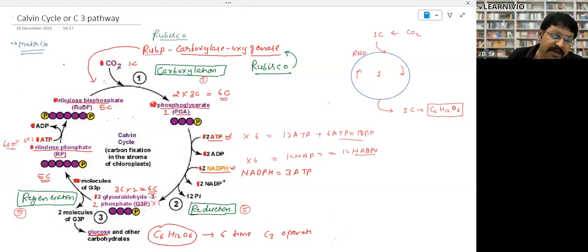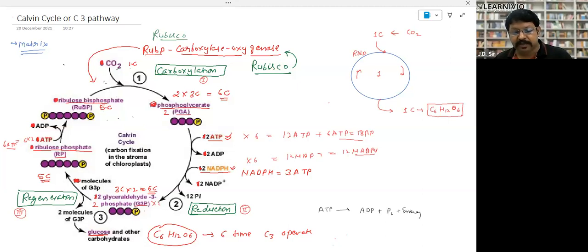Again 1 ATP will be spent, meaning energy is spent. The phosphate comes from the ATP. Whenever ATP breaks down into ADP, energy is generated and an inorganic phosphate is removed. Here only one phosphate is attached; one more phosphate will be added, and ribulose biphosphate is formed again. Bi means two phosphate molecules; this is only ribulose phosphate. So ribulose phosphate formation takes place again, and that's why we call this the regeneration reaction.